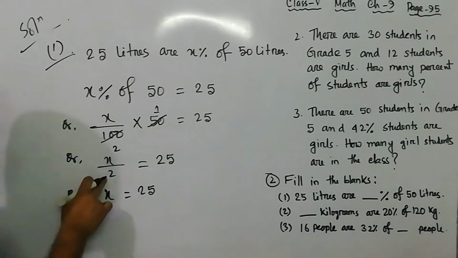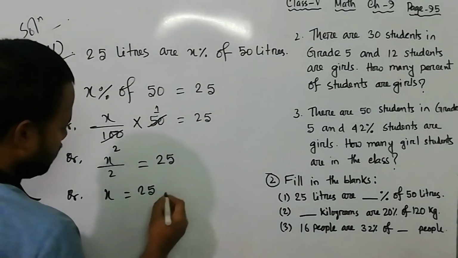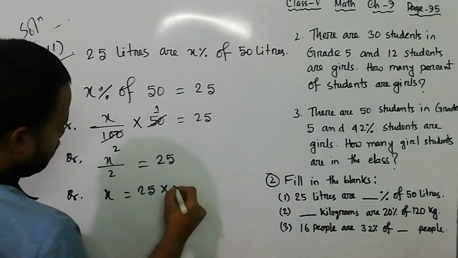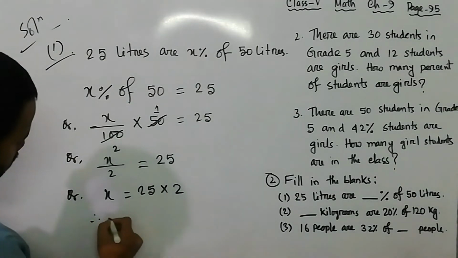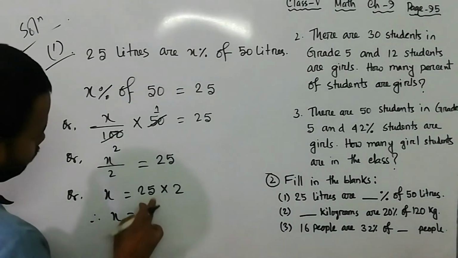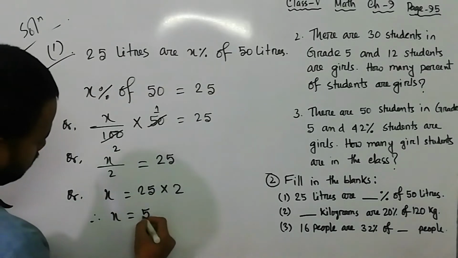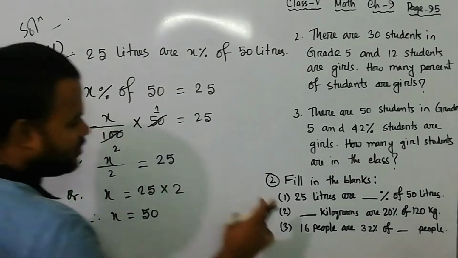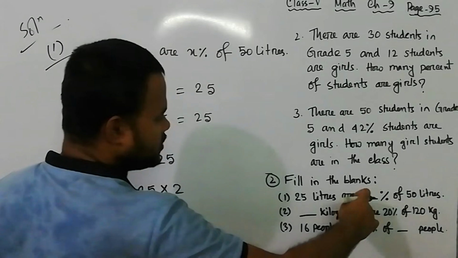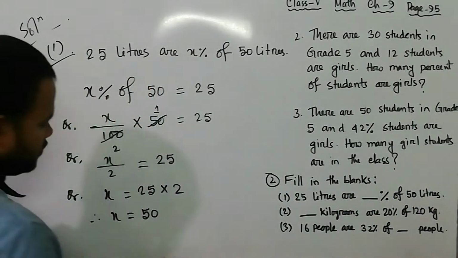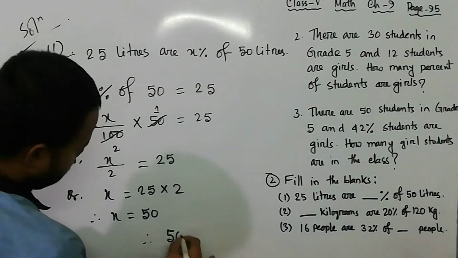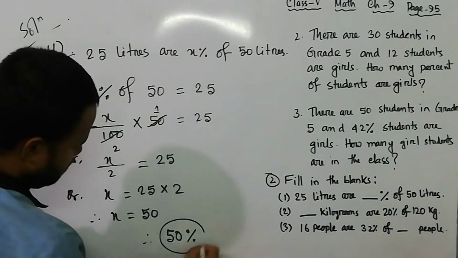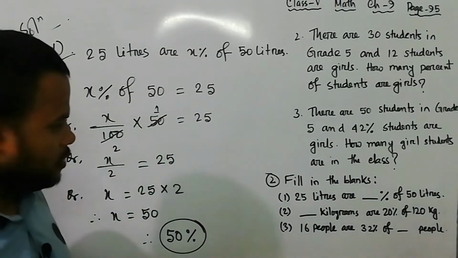This is in division form. If we change the side, then we have here multiplication. 2 is 25 into 2, so x equals to 50. That means 25 liters are 50% of 50 liters. So the result is 50%. That is our required result.